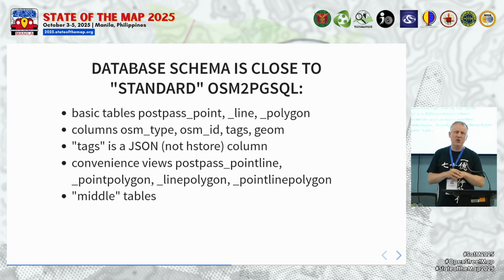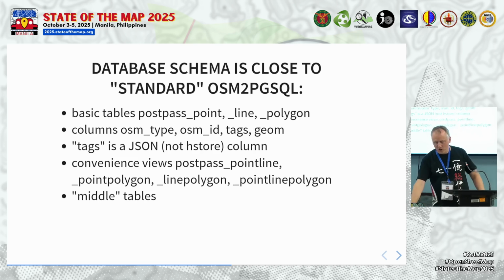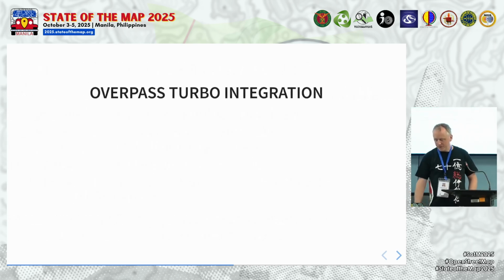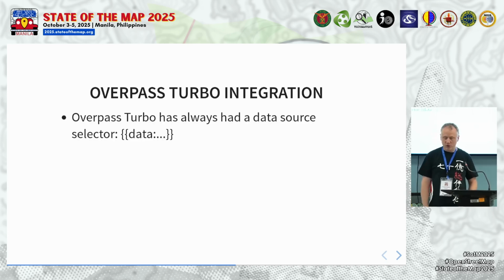So you can know that this relation contains the following ways and stuff like that. You wouldn't normally use them in your queries. Details are in the documentation on GitHub. Yeah. So how does it work with Overpass Turbo?